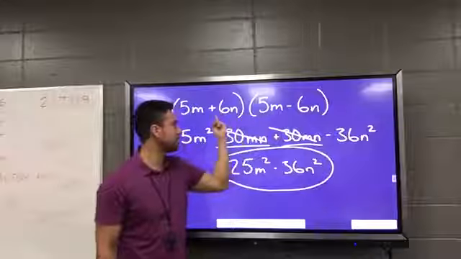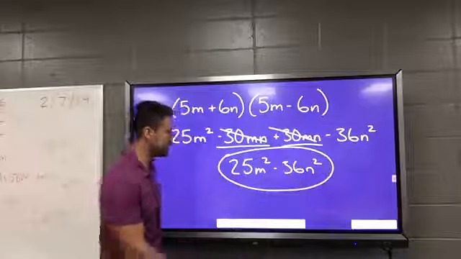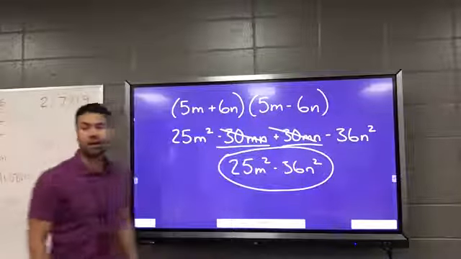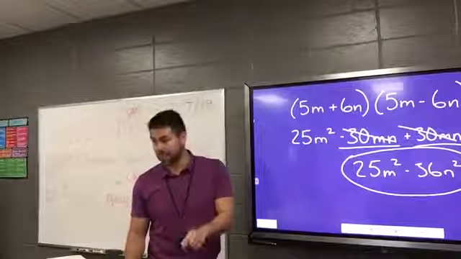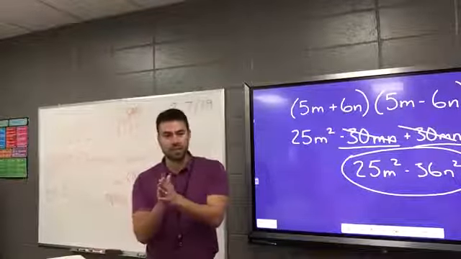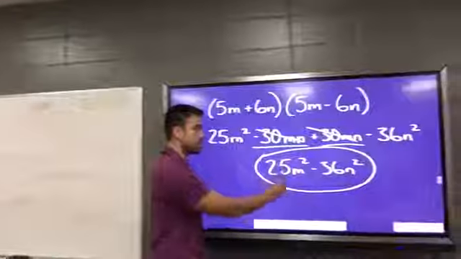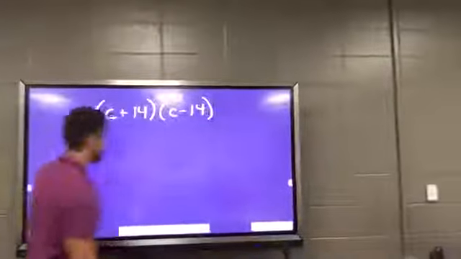What about the L terms? Okay, so I get my 36n squared. But why do I not worry about O and I? Because O and I are always going to be opposites. And what happens when you add opposites together? They cancel each other out. So that's my final answer. Great. Let's try it again.